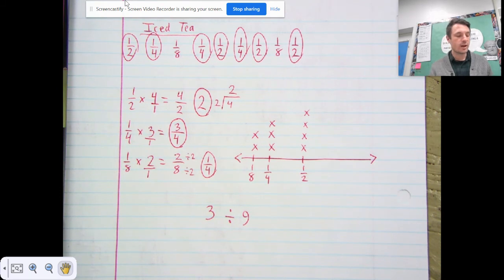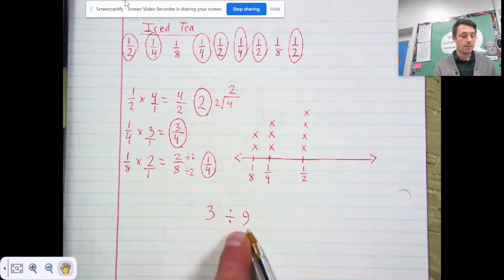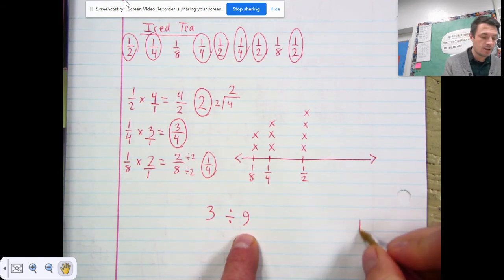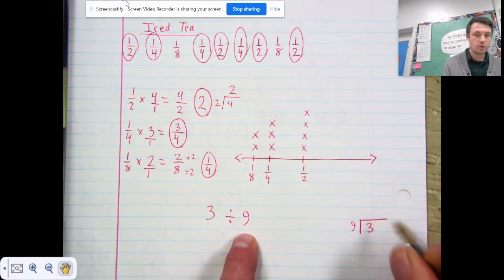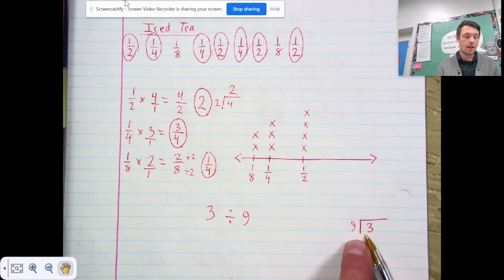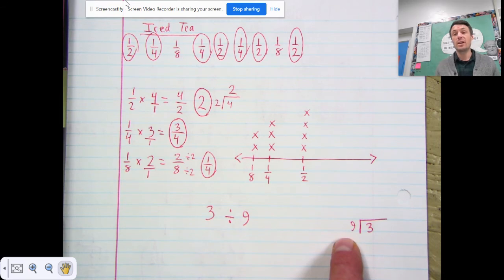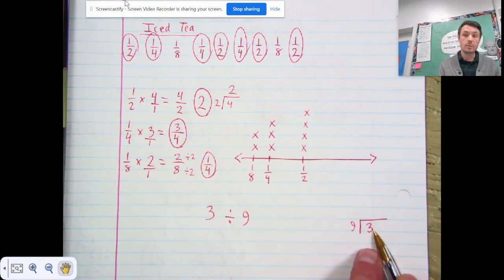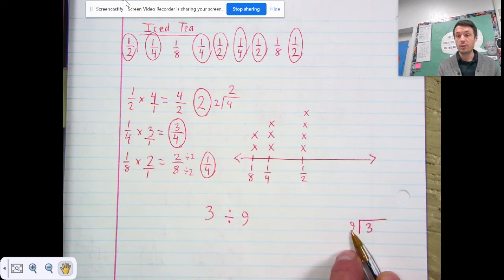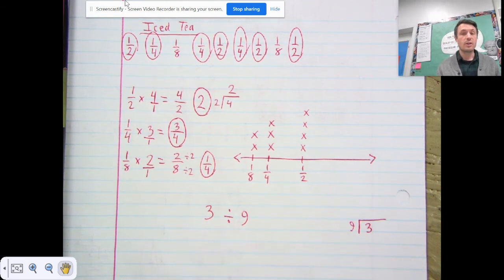And again, what's the easiest way to divide a smaller number by a bigger number? 3 divided by 9 means we're splitting up 3 into 9 equal pieces, which means the answer is going to have to be less than 1. Because if we split up 3 into even 3 equal pieces, there would be 1 each. But we're splitting up 3 into 9 equal pieces. Think if you had to split 3 cookies between 9 people, would each person be able to get a whole cookie? No, you'd each get less than a whole cookie. So we're going to have an answer that's less than 1.